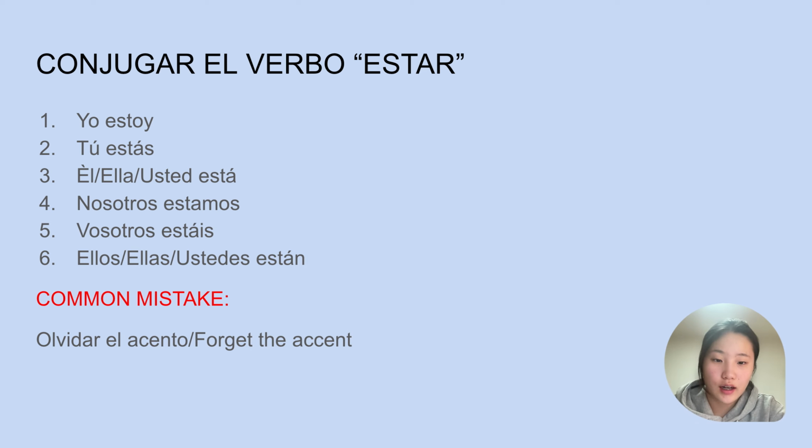And a common mistake that I want to highlight is people tend to forget the accent, because el verbo estar has a lot of acentos, which is accent. It has one conjugating tú, one conjugating él, ella, usted, one conjugating vosotros, and one conjugating ellos, ellas, ustedes. So don't forget those acentos because they're really important, and in a quiz you don't want negative 0.05 points for every accent that you miss.